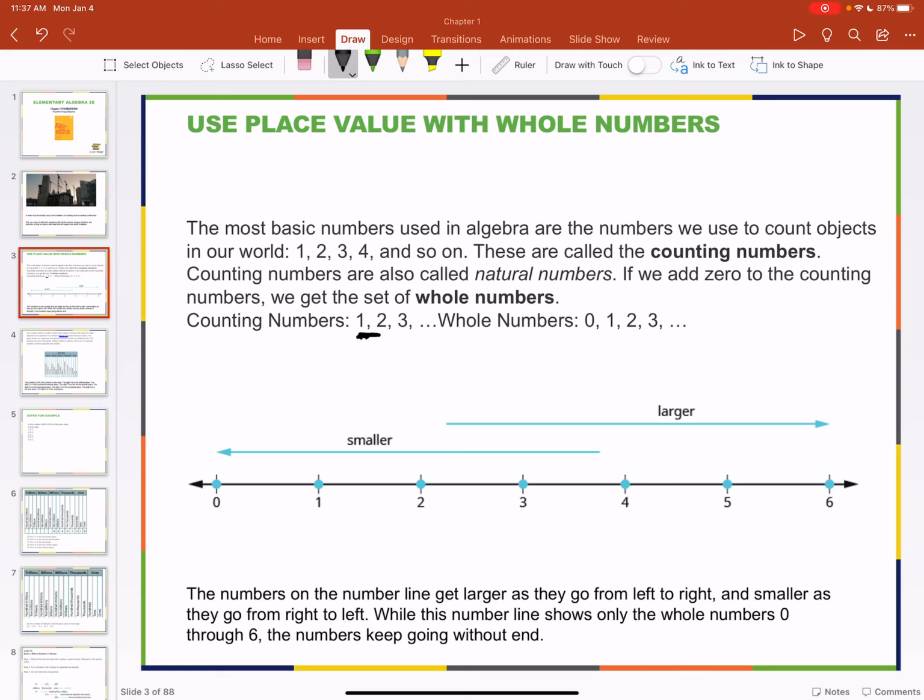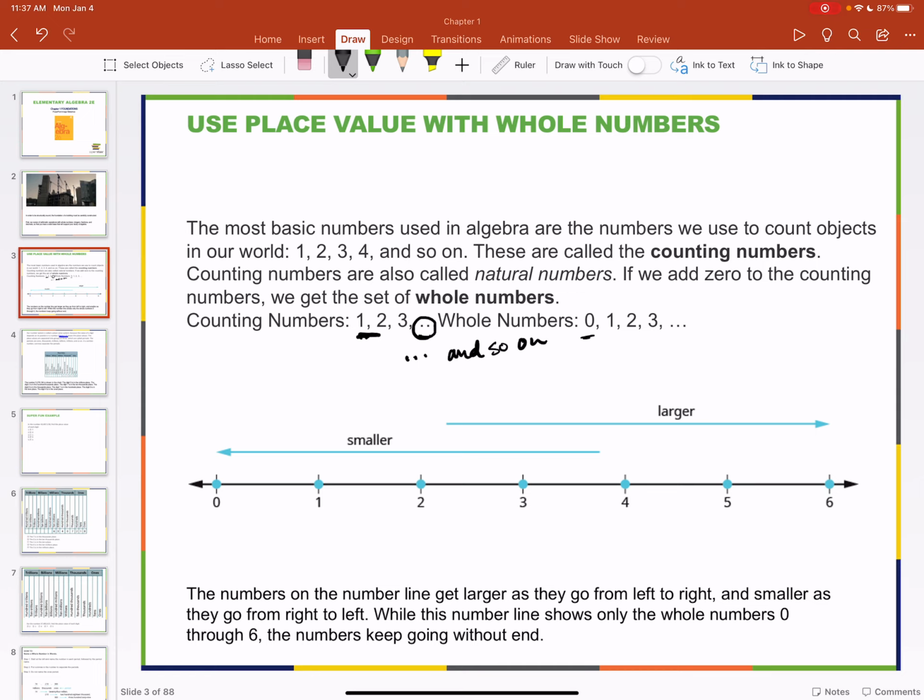And then these 3 things here are called ellipses. I just want to make sure that you understand, the ellipses means "and so on." So whenever you see that, I just don't want to write 4, 5, 6, 7, 8, and then all the way to whatever. So I use that a lot. It's used a lot in math. And then whole numbers is just the counting numbers, but including 0.